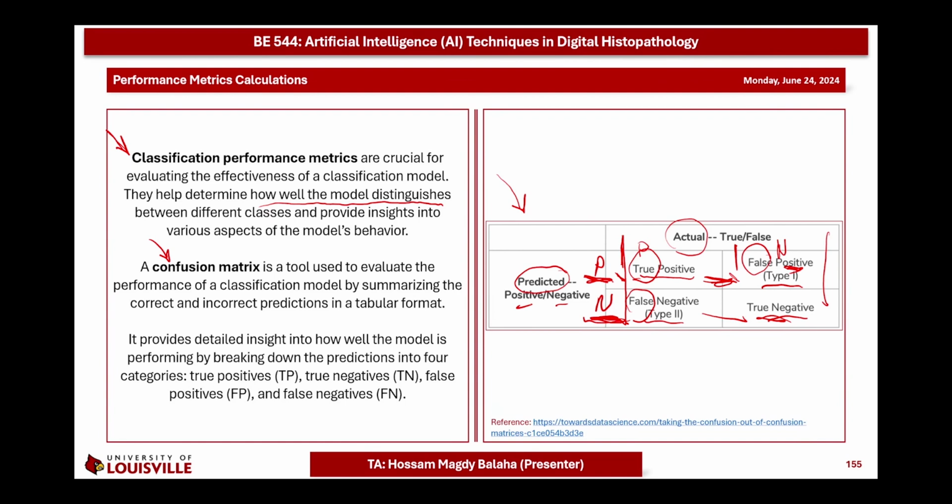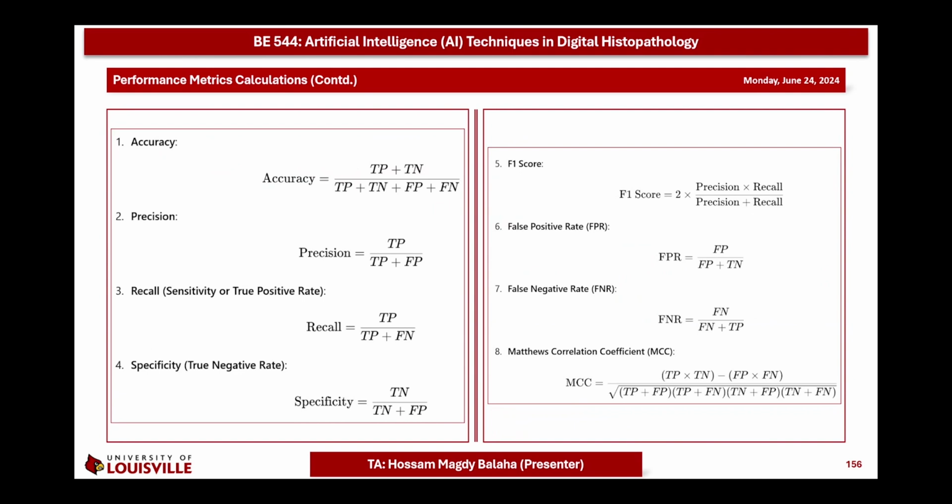So simply, positive or negative is the reflection of the prediction, and true or false is whether there is a match or not. Based on the confusion matrix, you can build a set of confusion metrics such as accuracy and recall. The accuracy is the overall correctness of the model, and it's calculated using true positive plus true negative over the whole confusion matrix.